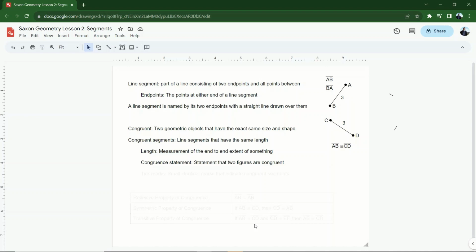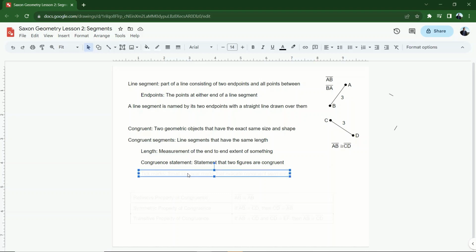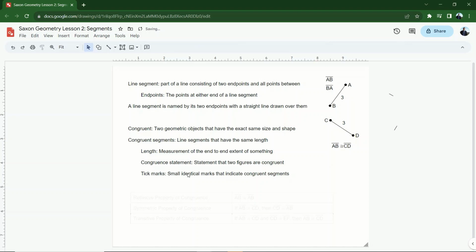Why are they congruent? Well, the only thing required for congruency of line segments is that they have the same length. All right, and then just lastly, one other way to demonstrate congruence without a congruence statement is to use tick marks. Tick marks are small identical marks, and where you see those identical marks, you know that the segments are congruent. I have some tick marks over here that I'm just going to drag into the picture.